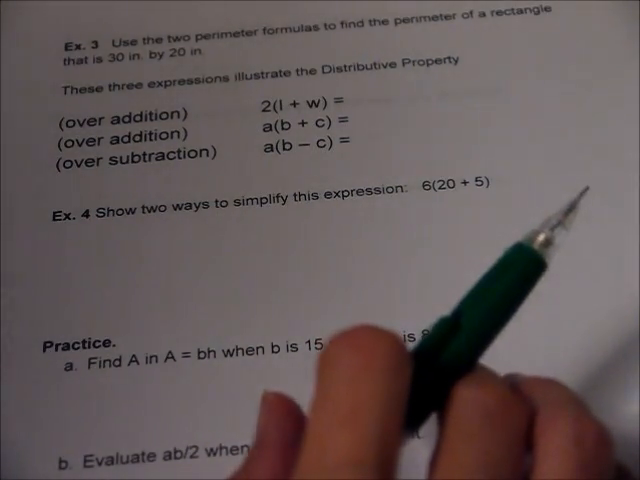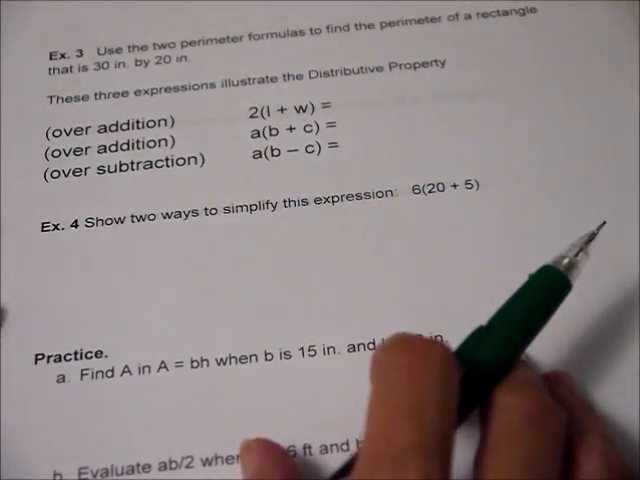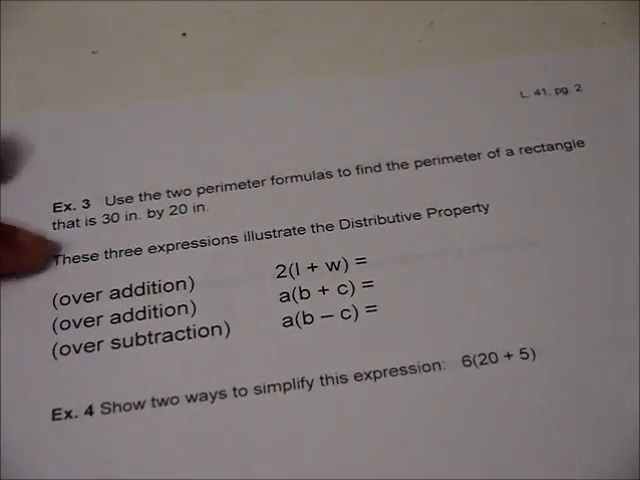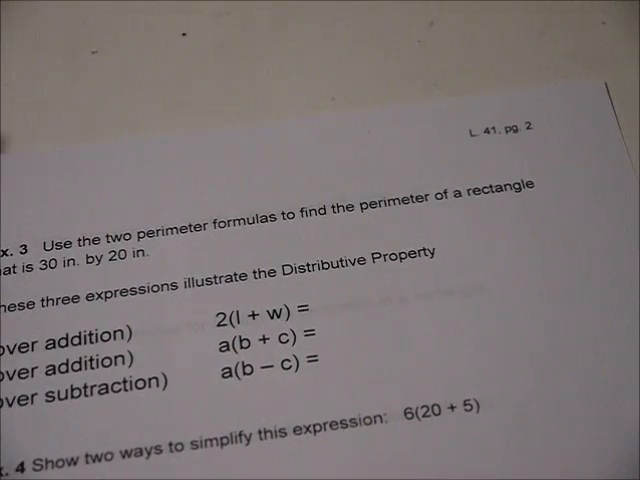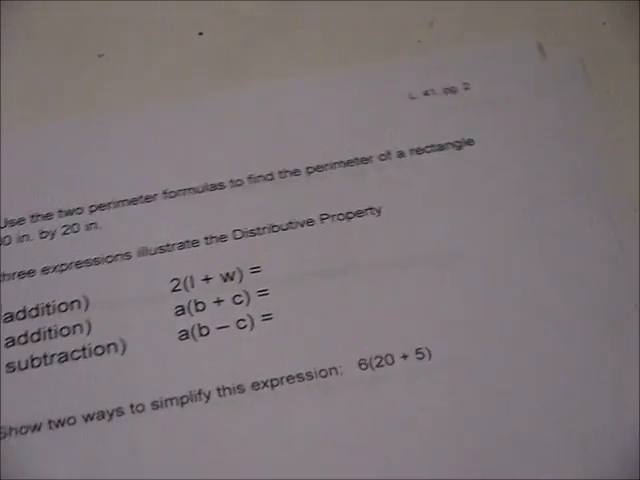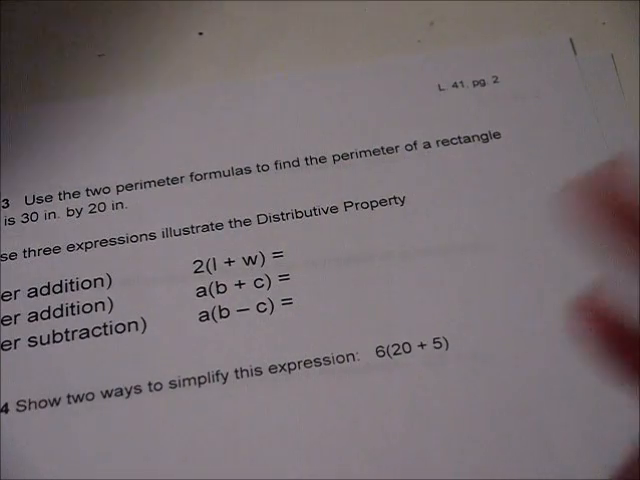Okay, use the 2 perimeter formulas to find the perimeter of a rectangle that is 30 inches by 20 inches, and now I'm wondering why I left no room for that. That bothers me quite a bit, and I might come in and fix this. So the paper you're going to have will look different than mine, okay? Because I want more space.